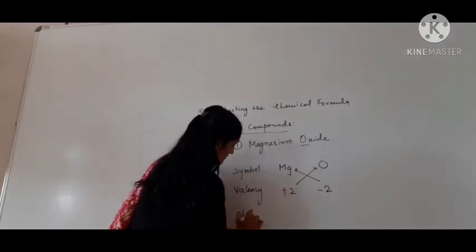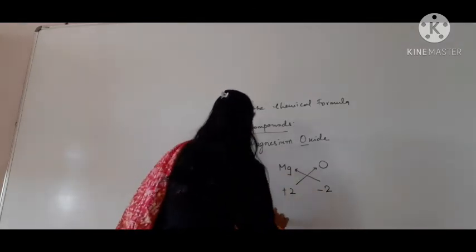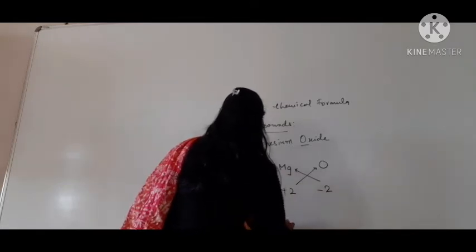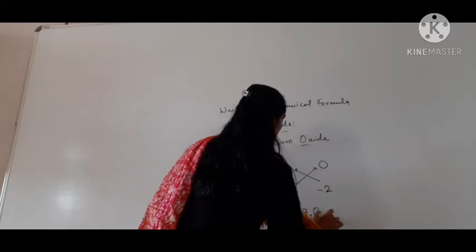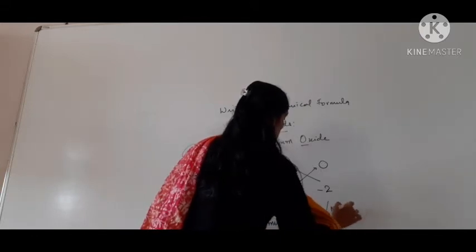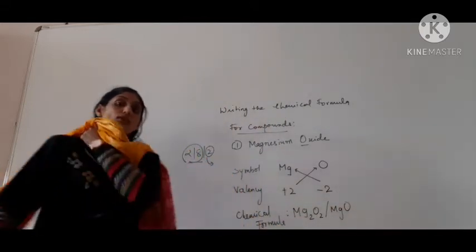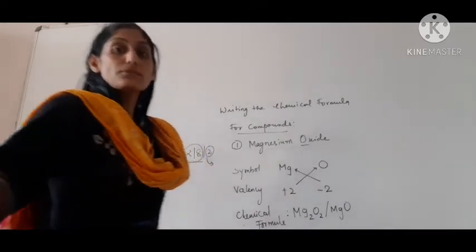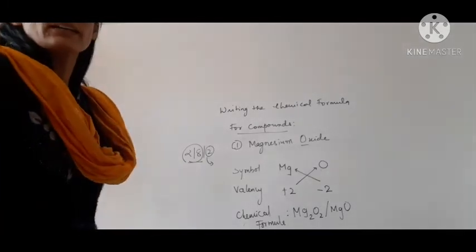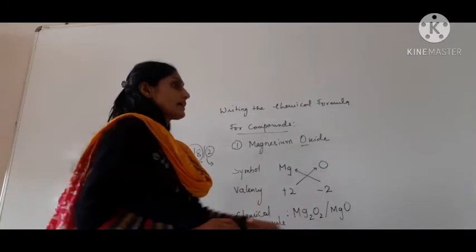So the chemical formula for magnesium oxide is Mg2O2, or you can write MgO. This is the very first compound for which we have written the chemical formula. So you have the idea that it is Mg2O2 or simply MgO.